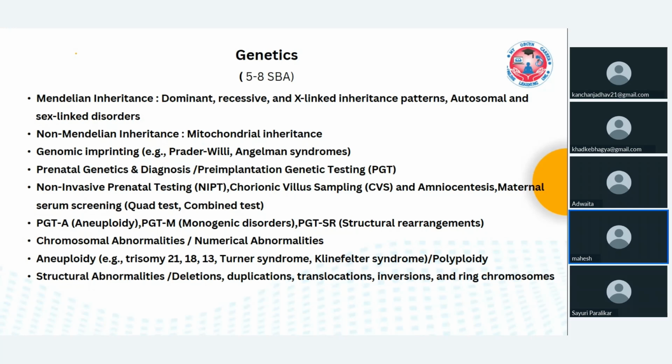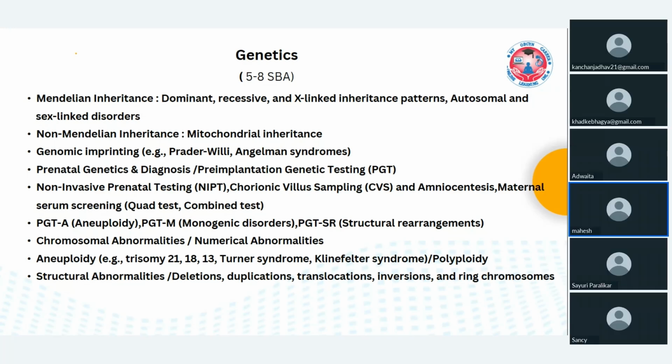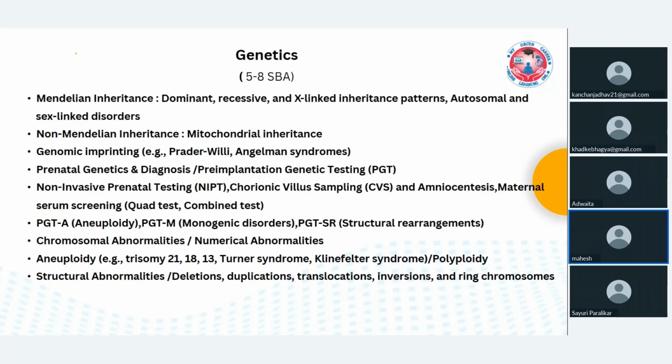Then NIPT, non-invasive prenatal testing, chorionic villus sampling, amniocentesis, maternal serum screening, nuchal translucency test, combined test, etc. They are asking. Then PGT-A for aneuploidy, then pre-implantation genetic testing for monogenic disorders and for structural rearrangement, that is PGT-M and PGT-SR. Okay, chromosomal abnormalities, numerical abnormalities, aneuploidy like trisomy 21, 18, 13, Turner's, Klinefelter syndrome, etc., polyploidy, etc. So this is the scope of the genetics module.